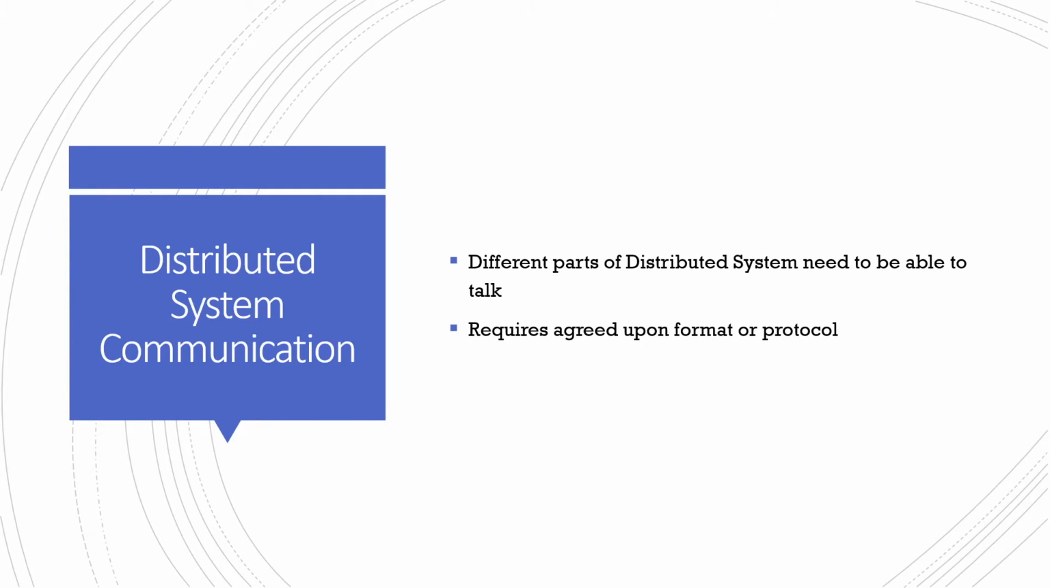Since information needs to be passed around our distributed system, they obviously need some way to communicate. So there's a lot of different strategies to do this, but at the most basic level, it requires some sort of uniform format or protocol so that the different parts can understand what the others are saying when they pass messages back and forth. You can kind of think about it like a general human language. Like if somebody's speaking Spanish and somebody else is speaking English, you're not going to be able to talk to each other. And that's similar to how it is with computers.